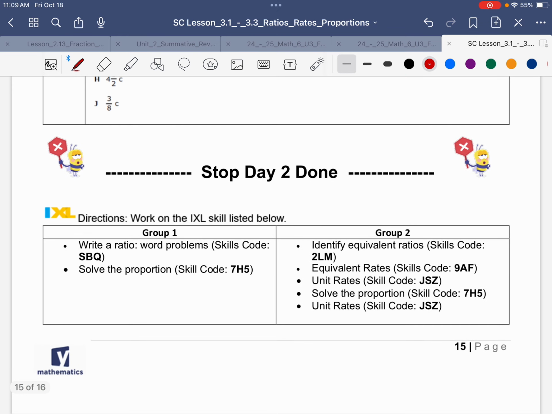So now you're going to move to your groups. After you have mastered those questions that we've done, you're going to move to your groups to start working on your IXL codes. Get with your teacher. They will let you know which groups to work on. If you got all of them right with no help, you're going to go to skill codes here in group 1. If you needed a little bit of help from the videos, I suggest you start with our group 2 codes here.